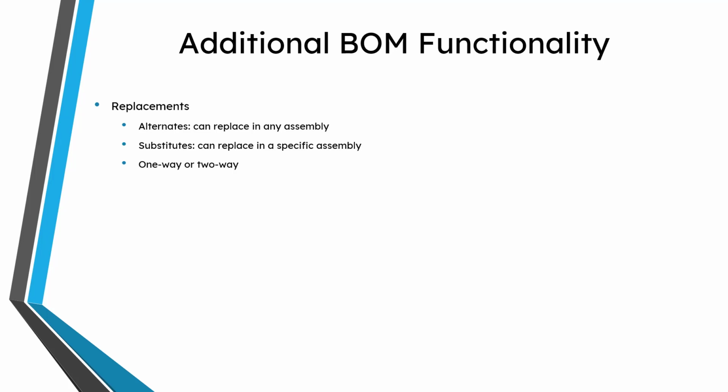That's an example of a two-way replacement. But if you say that, hey, wherever you have connector B, you can replace it with connector A, but you can't replace connector A with connector B, that is a one-way replacement.